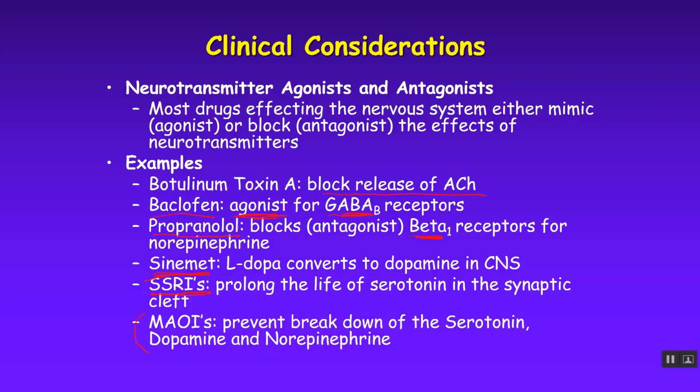Monoamine oxidase inhibitors also prevent breakdown of serotonin, but also dopamine and norepinephrine. So they work on all three of these, because monoamine oxidase plays a role in breaking down all those neurotransmitters. The SSRIs are specific to serotonin, the MAOIs work on all those. So you're trying to increase levels or increase the ability of all these to work more normally.